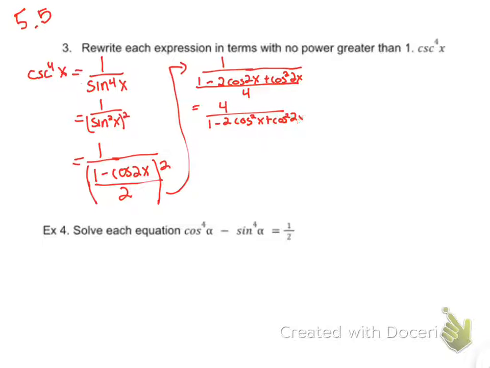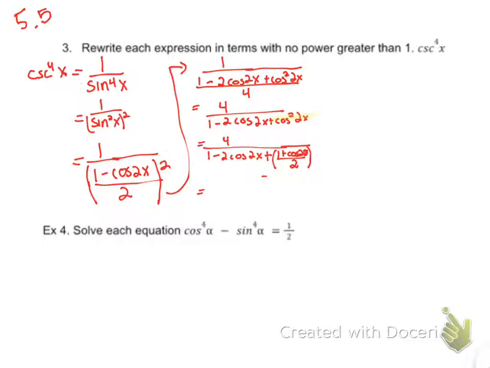Ooh, I put an extra squared there, but it was just a 2x. Let me go back. I'll try to make sure I'm distinguishing that, okay? 2x plus cosine squared 2x. So this is looking pretty good, but remember it's not supposed to have a power greater than 1, and this one right here still has a square. So what I'm able to do is write another power reducing formula in there. So 4 over 1 minus 2 cosine 2x plus, and then I'm going to put that in 1 plus cosine of 2 theta all over 2. Okay, now we're cooking, and we're going to keep going.